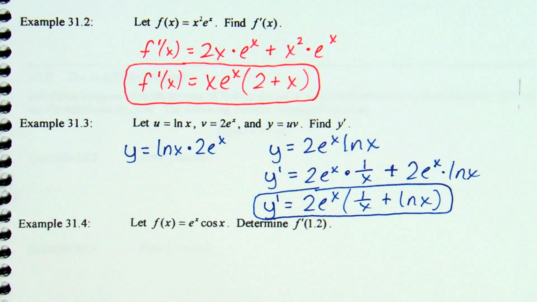Okay? Are you getting the hang of this product rule? Because here's the key. When you go to do homework, you've got to remember when you see 2 things you can take the derivative of, you don't get to just take those derivatives and write them next to each other. You have to apply the product rule when there's 2 pieces being multiplied together.